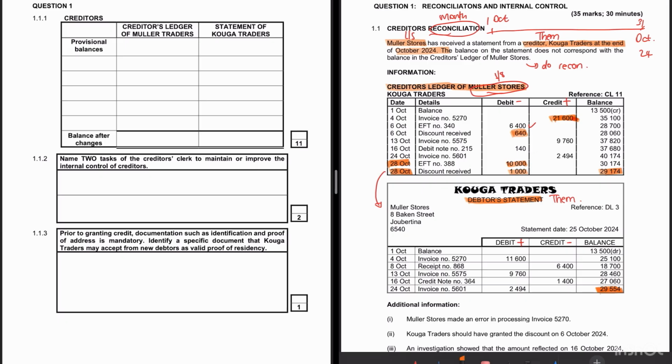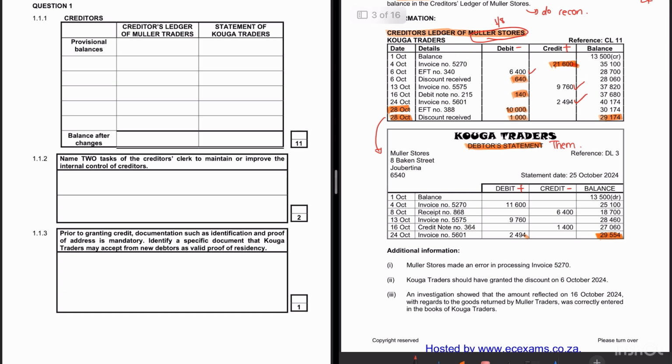We've got amounts of 9,760. And this amount appears in the statement below. So that's good. We've got an amount of 140, but here we're seeing the amount is 1,400. So it doesn't exactly agree. So we're just going to highlight that for ourselves. And lastly, we've got an amount of 2,494, which appears above and does appear below. So that's also something we'll take off because that's good for us.